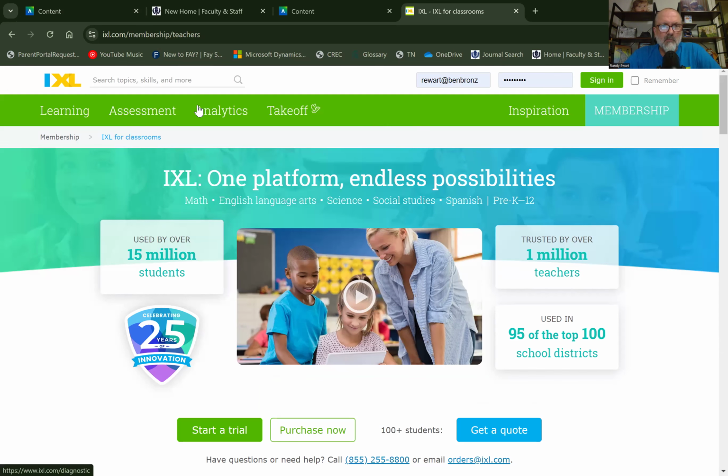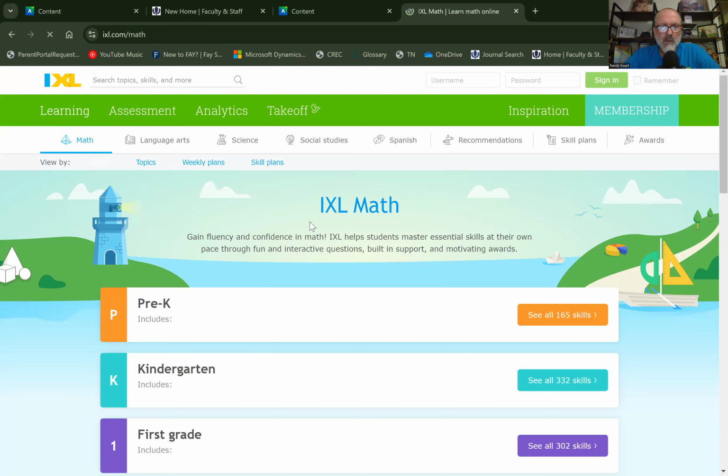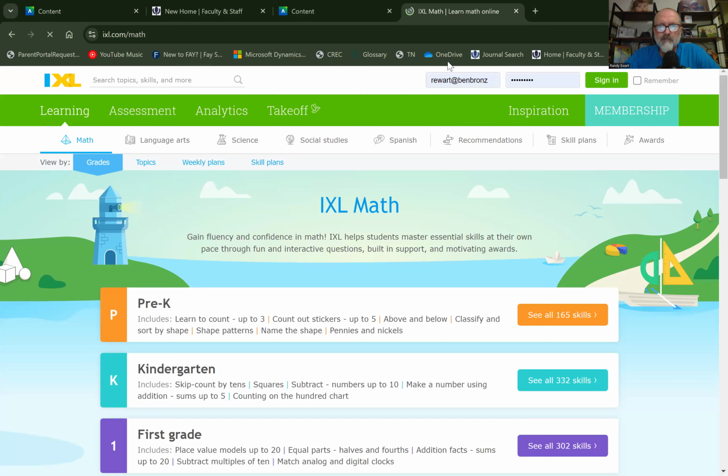So here you see we have your iExcel. We're going to go to learning and math. Now, because you don't have an account, you can only do 10 problems, but you don't actually have to do the problems. You just have to take a screenshot of the problems and paste it into that same Google Doc.